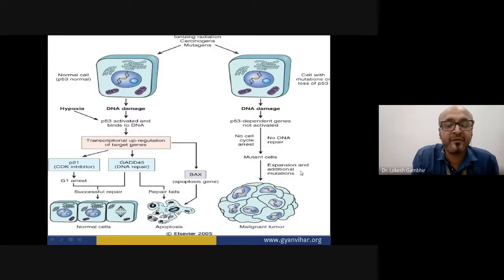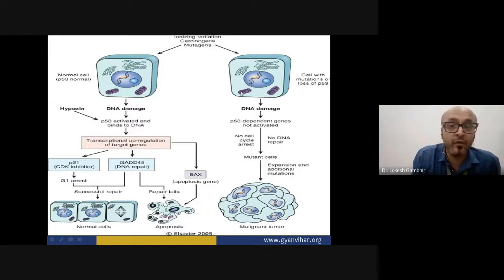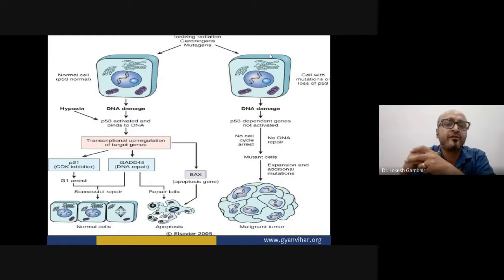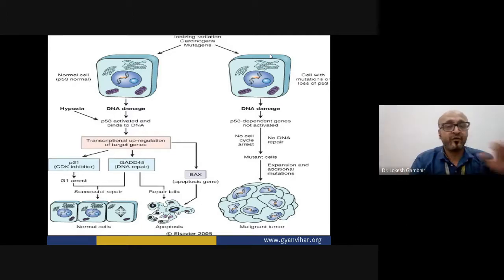But what happens on the right side axis? What right side axis? It's not a normal cell. No, it is a mutated cell where the P53 is mutated, where the P53 has lost its function. That mutation in the P53 can happen by any chance, right? It can happen spontaneously also. It can happen by any kind of mutagenic insult also, or it can happen by virus infection also. The persistent viral infection, we'll see. So what I'm trying to say is that the cell is mutated here.